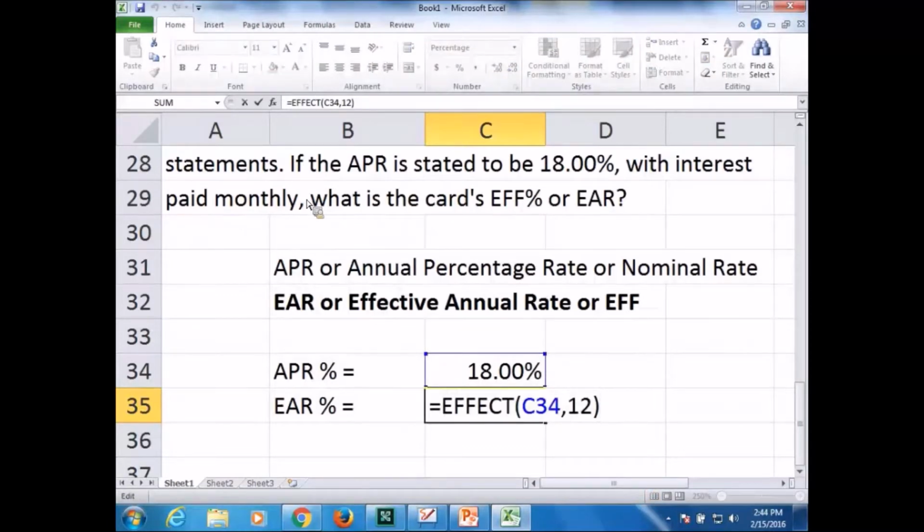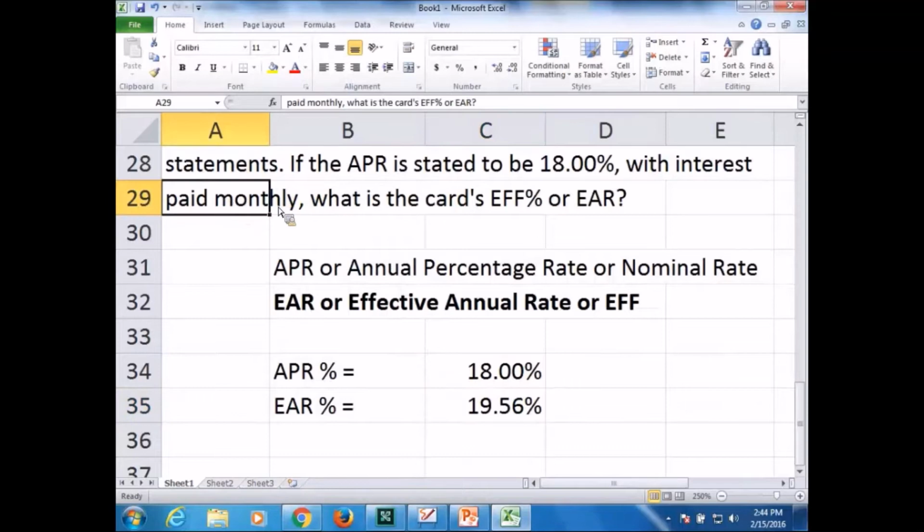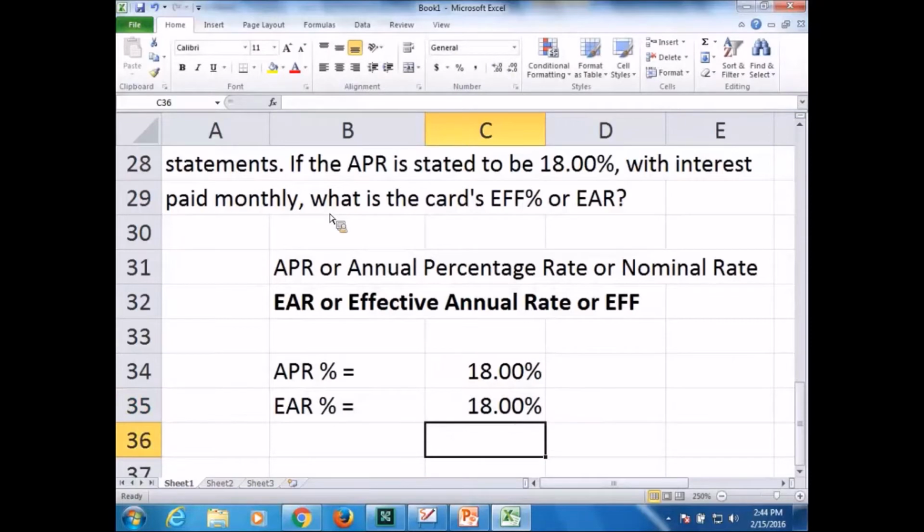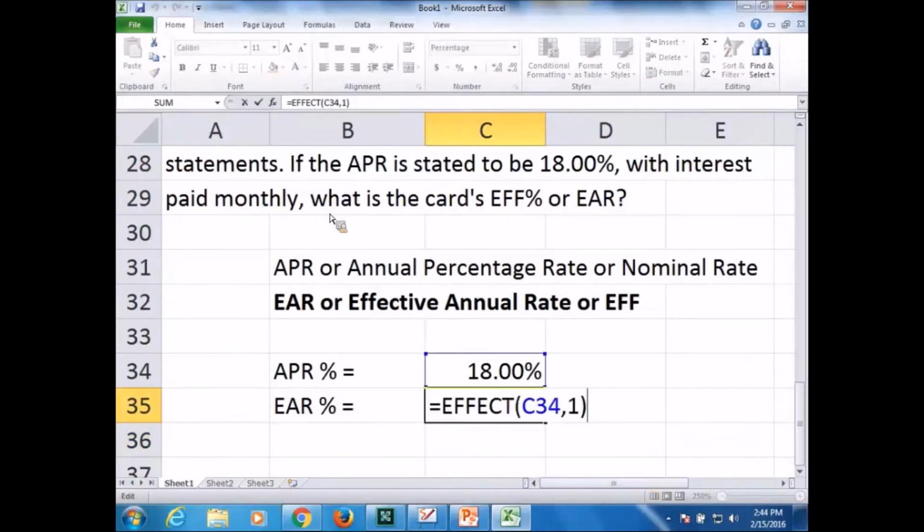If you look at the problem, it says the interest is paid monthly. When will the APR, or nominal rate, be the same as the effective rate? The only instance when this will be the same is when you compound annually, yes. So you see, that's the only instance. Other than that, the effective rate will always be higher than the nominal.